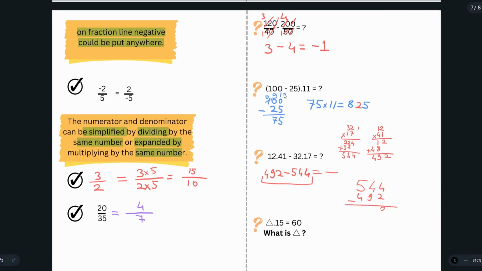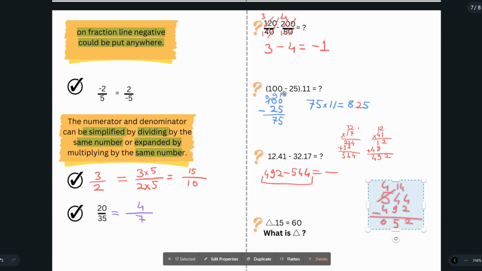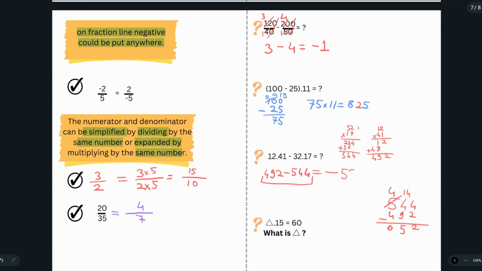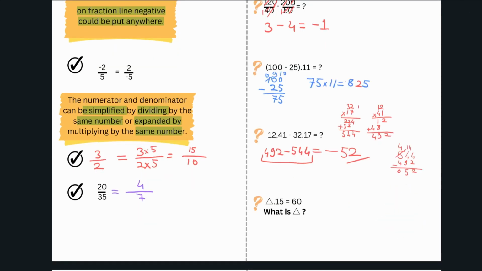4 minus 2 is 2. 4 minus 9. You can't subtract 4 minus 9, so we just get 1 from the next number. In this case, this will become 4 and this will become 14. 14 minus 9 is 5, and 4 minus 4 is 0. So we have negative 52.